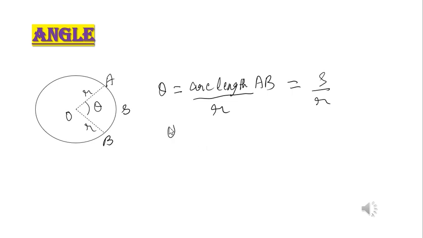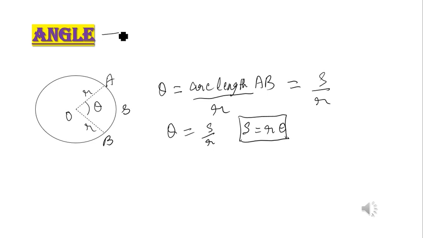So what are we getting? Theta equal to S upon r. So S will be equal to r theta. S is equal to r theta. Okay. Now see, since S is equal to r theta, this is the length of AB.